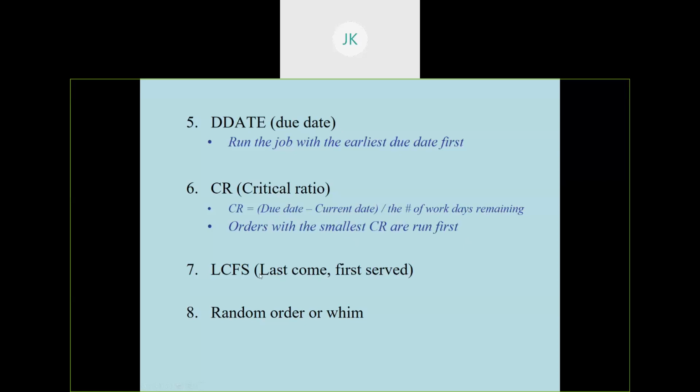Last come first served. We seldom use this rule, but it exists anyway. And then random: among multiple jobs, take one randomly, and the next one is chosen randomly, and so on. That is the random order rule.